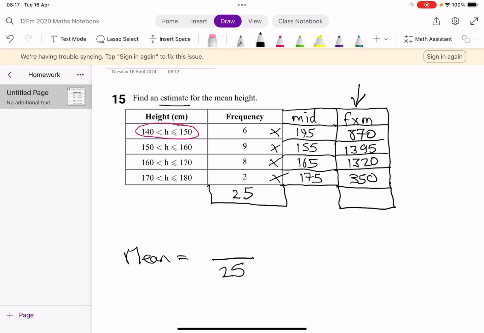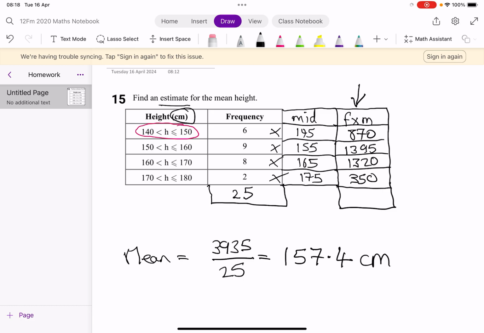And then what I've got to do is just work out the total of this F times M column. So I've got 870 plus 1395 plus 1320 plus 350, which is 3935. And then if I just divide that by 25, I've got, change it to a decimal, 157.4, and because this is in centimetres, the answer's in centimetres.